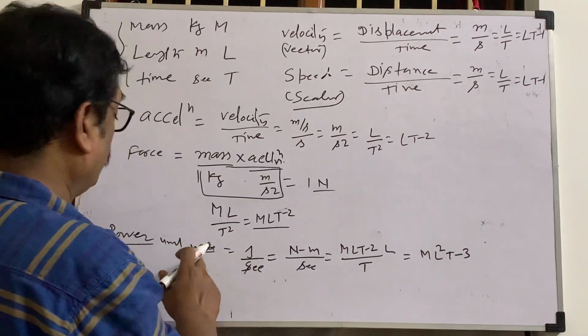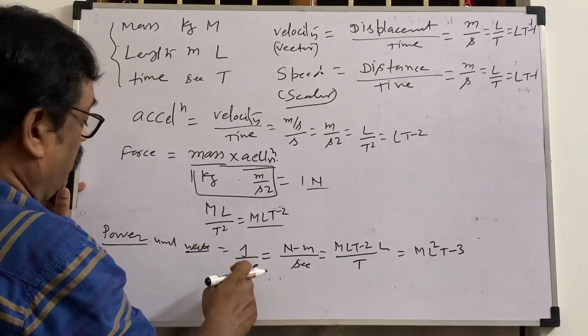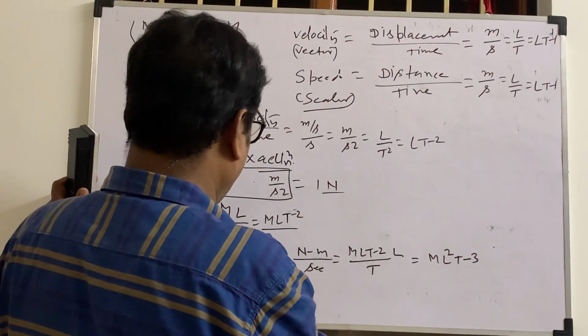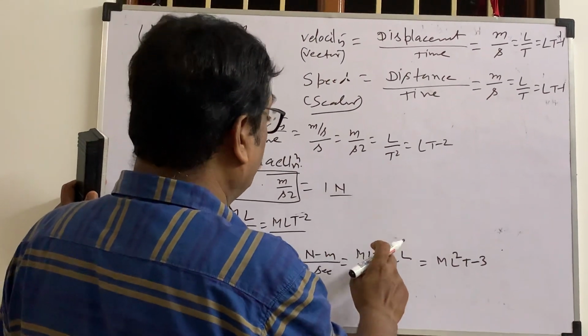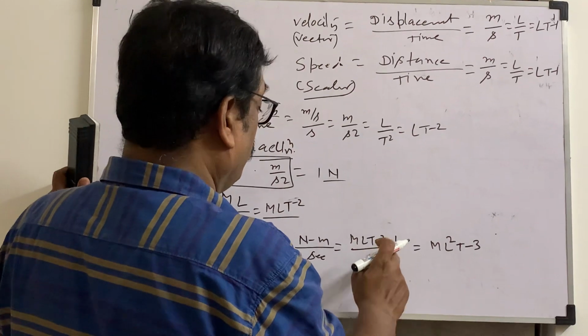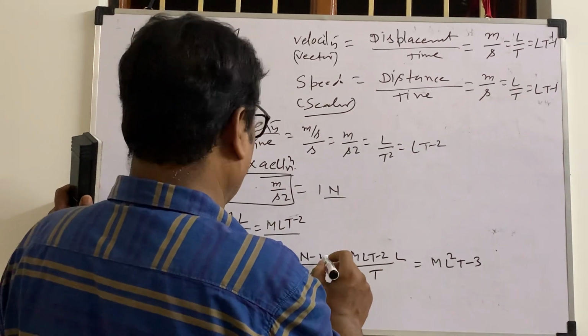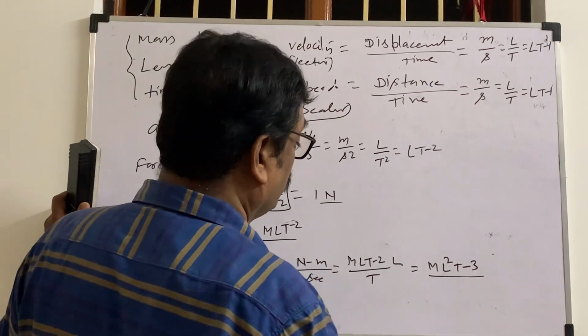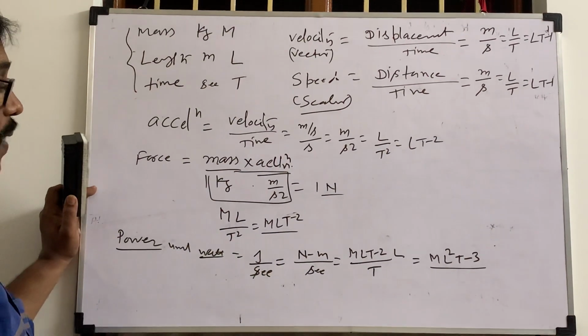So again you check it. Joule per second, power, you are analyzing the watt. Joule is Newton meter, per second. Newton is M L T minus 2, second is T, and meter is L. So M L square T minus 3. This is the dimensional formula for the power.